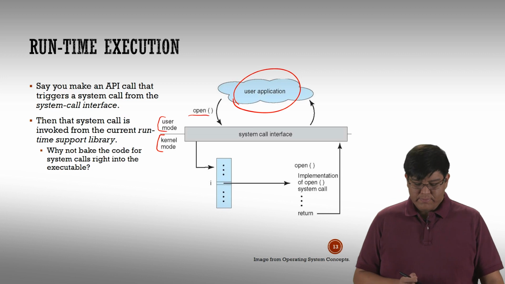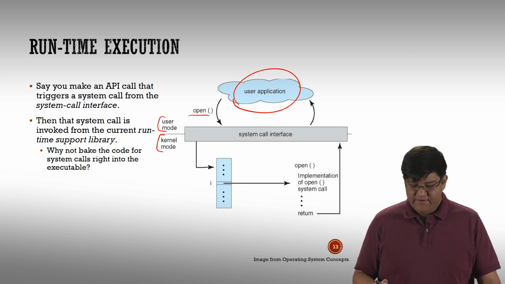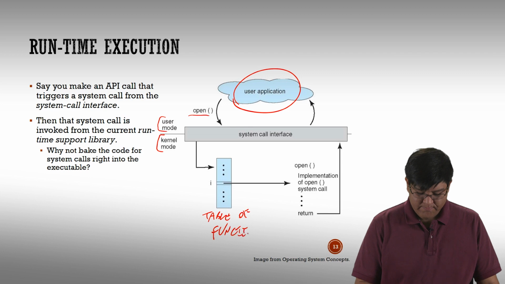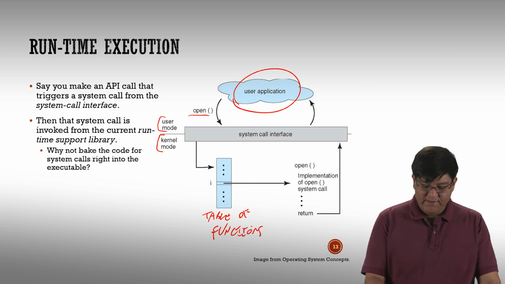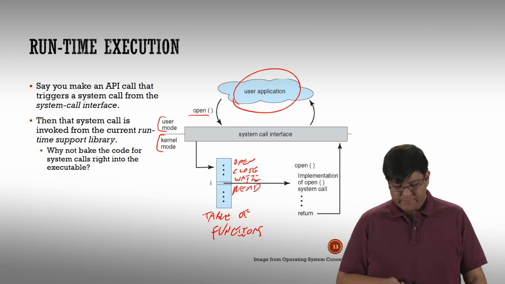Your program is running, you make a call to open, so you go through the interface. What the interface actually does is it has this lookup table, a table of functions. Here I would have open, I would have close, I would have write, I would have read, etc. I have all these different things there.